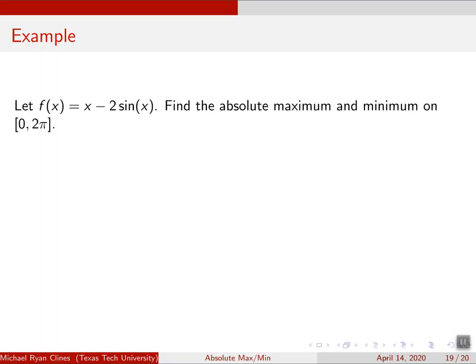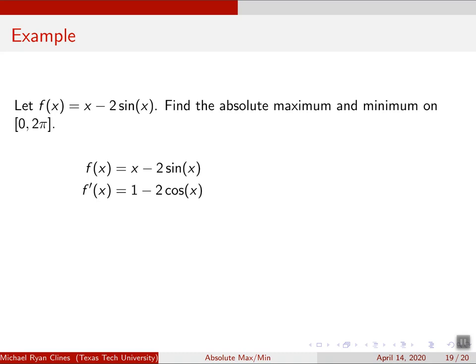So we take a look at this. We have our function equal to x - 2 sin(x). Now let's take the derivative of that. The derivative of x - 2 sin(x) is 1 - 2 cos(x). Now, we can look at this derivative and see that it is going to exist everywhere.